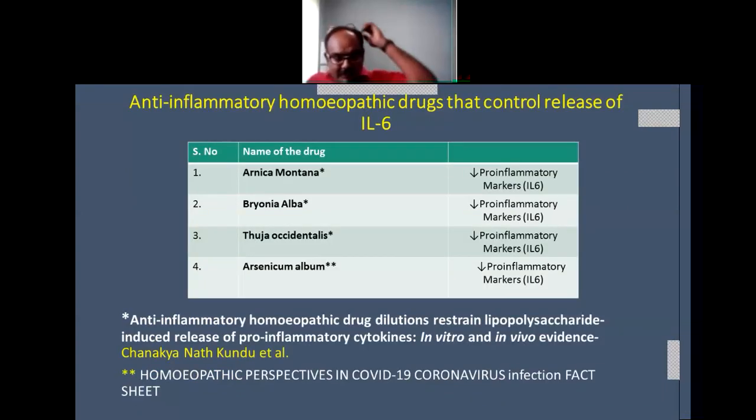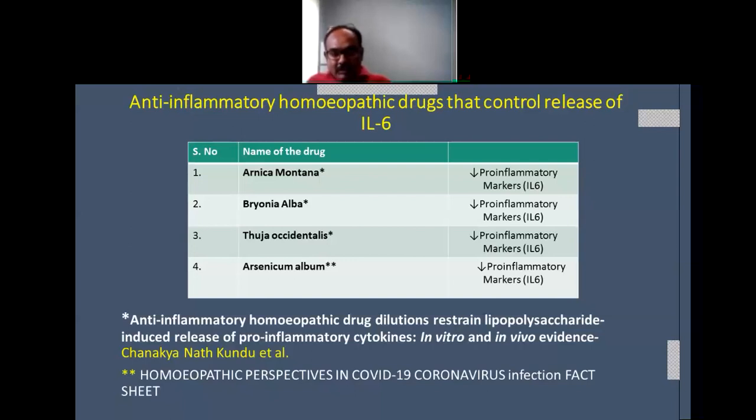I came across one journal this morning while going through these interleukins. This Arnica montana has very good anti-inflammatory activity, which decreases IL-6. So by giving this Arnica, we can reduce the amount of IL-6, thereby preserving the organ which is in a critical stage, for example, lung, kidney, heart, or whatever it may be.